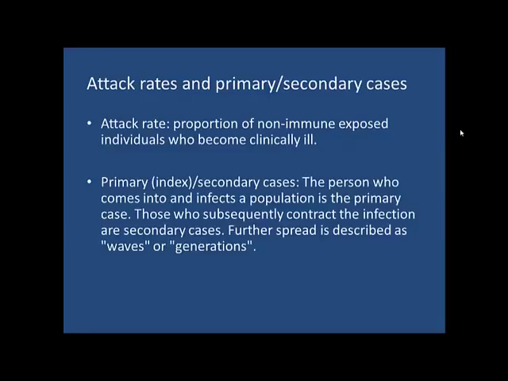Attack rates in primary and secondary cases. So attack rate is the proportion of non-immune exposed individuals who become clinically ill. So these are people that have basically not been immunized against a particular disease, or they've never been exposed to the disease as a wild type. So they are the first line.